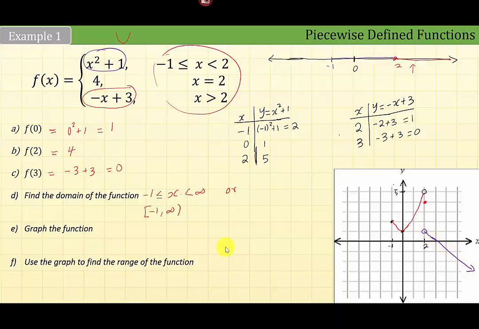So we did the graph of the function, and the last part is to use the graph to find the range of the function. Range is the y value. Now you can see in this graph, the maximum y value goes up to 5, but it does not include 5. And then it goes all the way down to -infinity. So the range, or the y value, goes from -infinity up to 5, and it cannot reach 5. Or if you write it in interval notation, you can write -infinity to 5, both open.